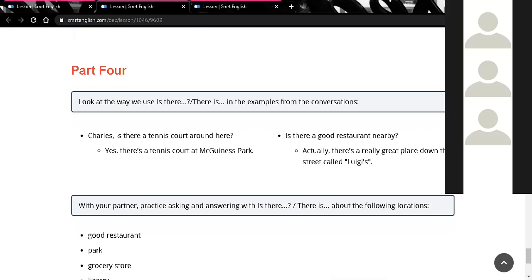Now it says, look at the way we use "there is" in the examples from the conversations. Charles, is there a tennis court around here? Yes, there is a tennis court at McGinnis Park. So when it is an interrogative, take a look at the pronunciation of the words. Is there a good restaurant nearby? Actually, there's a really great place down the street called Luigi's. So when it is a question, we tend to make a different pitch. We give a different pitch. Damos una diferente entonación. So, is there a tennis court around here? And then the answer: yes, there's a tennis court at... well, there's a really good place.